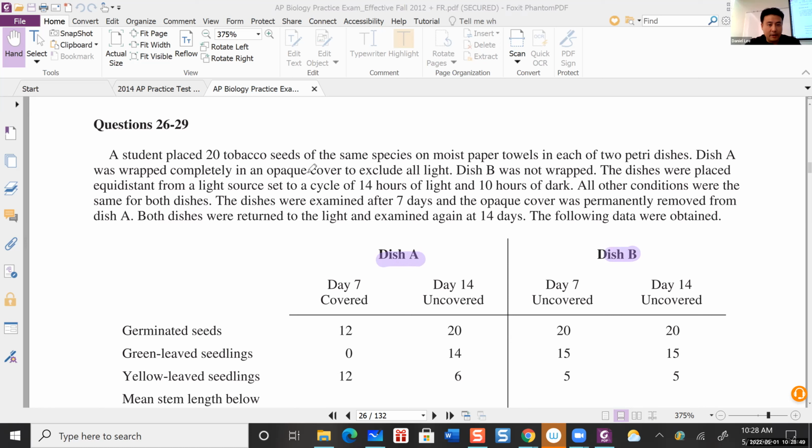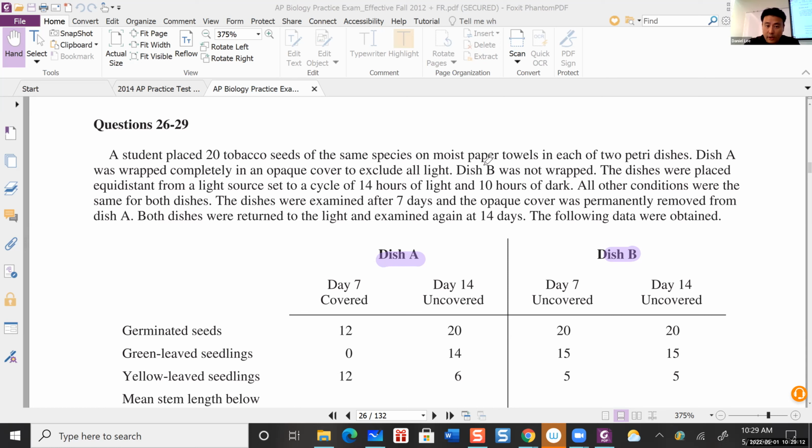A was wrapped completely with an opaque cover to exclude all light. That's what A is, so A is no light. And B was not wrapped. The dishes were then placed an equal distance from the light source, so make sure that the light is constant, okay? And they were exposed to a cycle of 14 hours of light and 10 hours of dark.